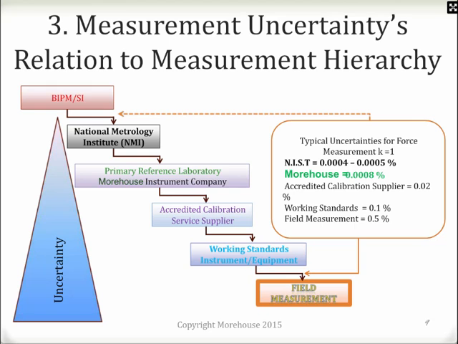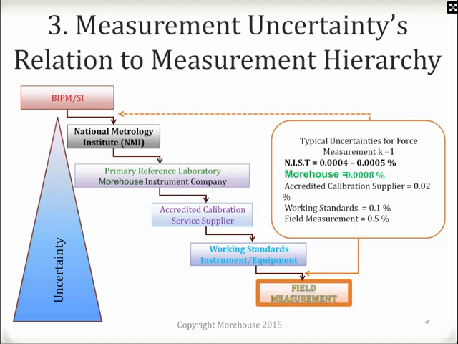The largest uncertainties are with field measurements, and at the top is the BIPM, which has the lowest uncertainty. If we look at typical uncertainties for force measurement, NIST in this country has deadweight primary standards up to 1 million pounds of force. Their uncertainties at K equals 1 are typically between 4 and 5 parts per million. This depends on barometric pressure.